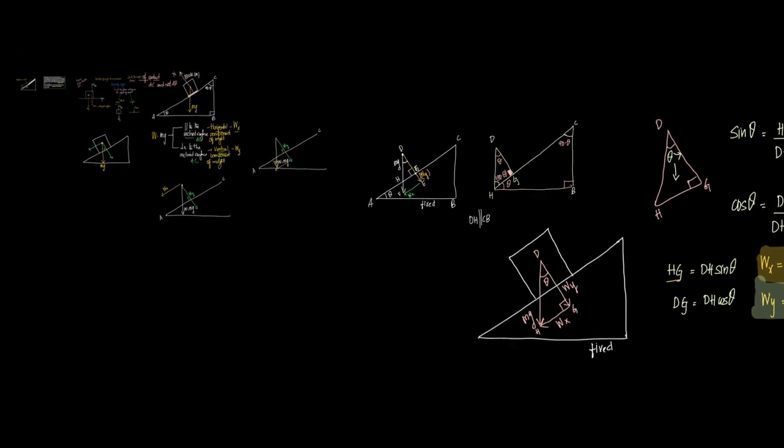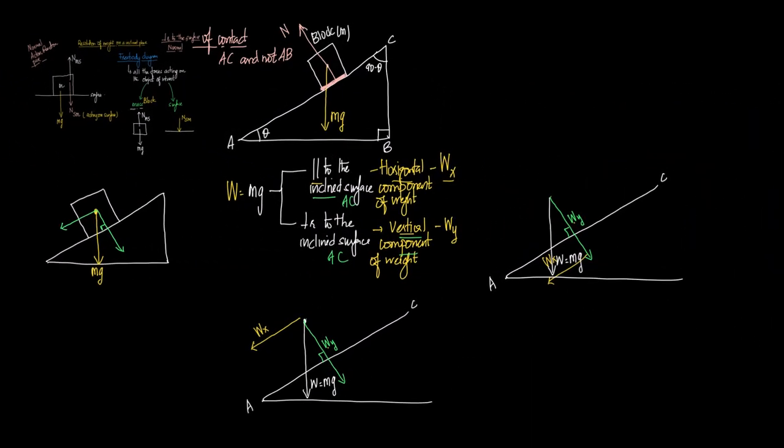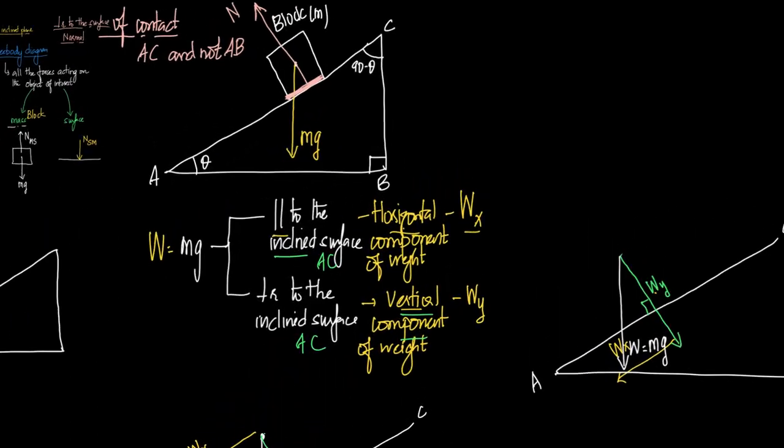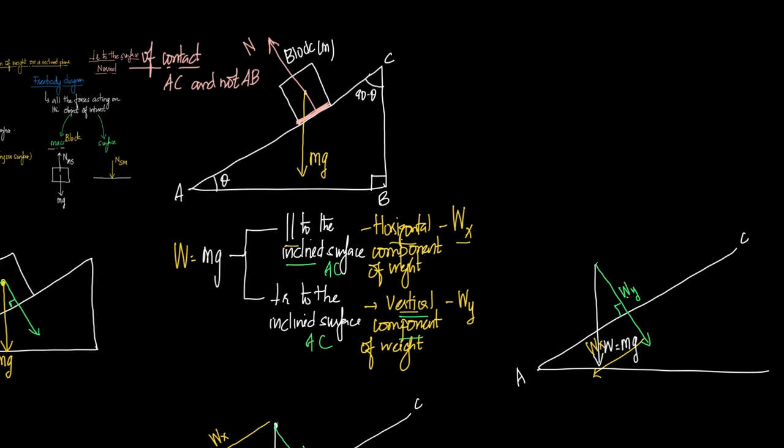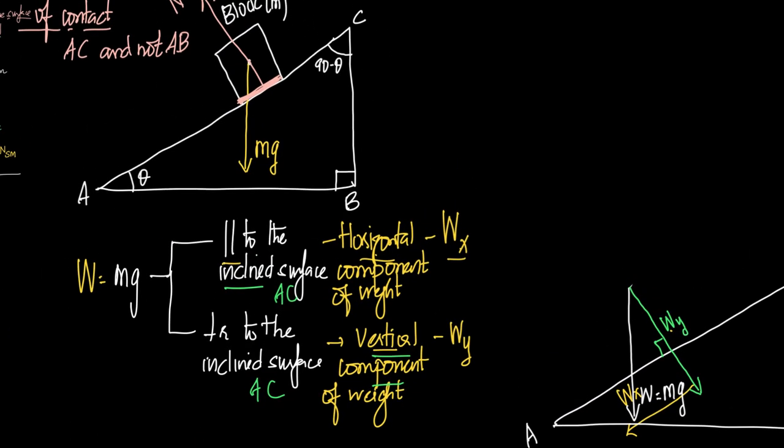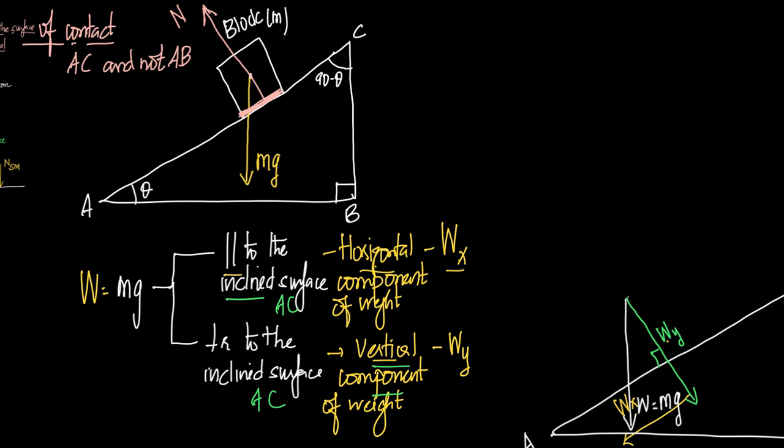Okay, now if we come back to the question here, we were actually discussing the horizontal component and the vertical component, right? So what is the horizontal component? Wx is equal to W or mg sine theta, and the vertical component being mg cos theta.